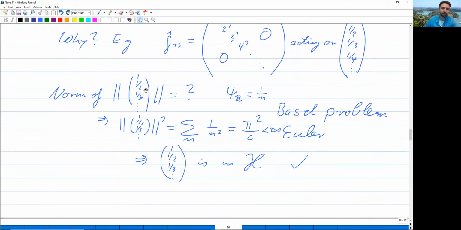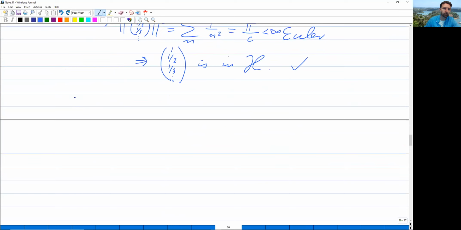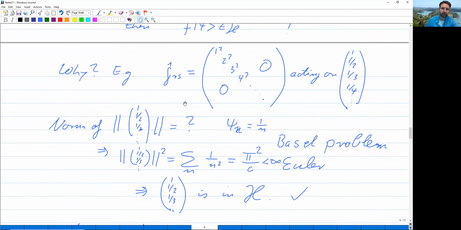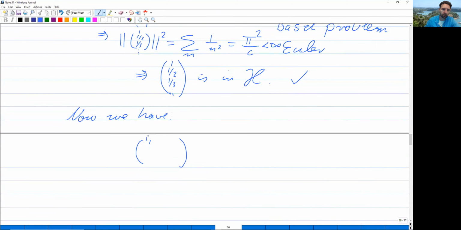We see where this is going. Namely, now we have that the matrix with entries 1 squared, 2 squared, 3 squared, 4 squared, and so on, acting on 1, 1/2, 1/3, and so on, is equal to the vector whose coefficients are 1, 2, 3, 4, 5, and so on.